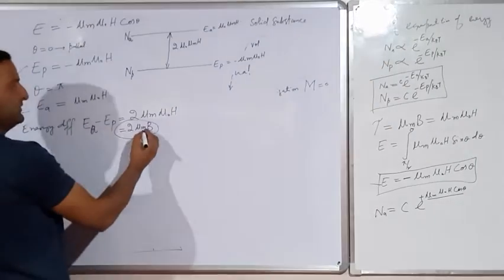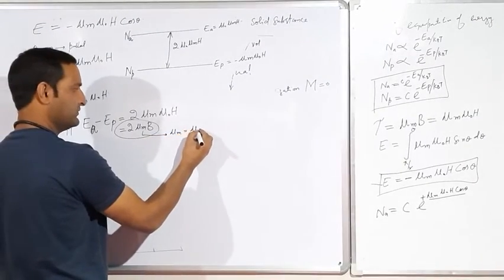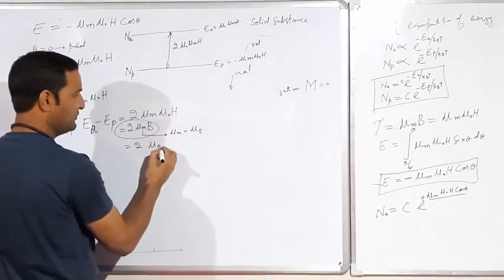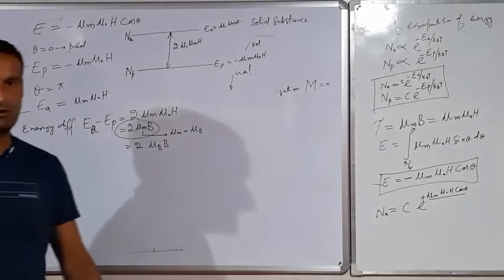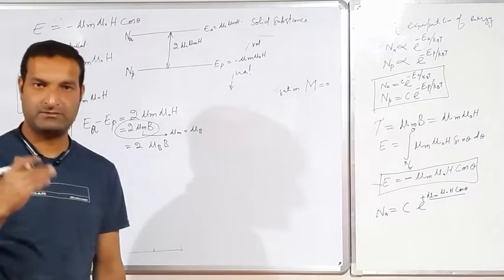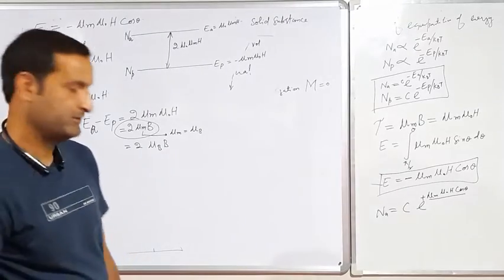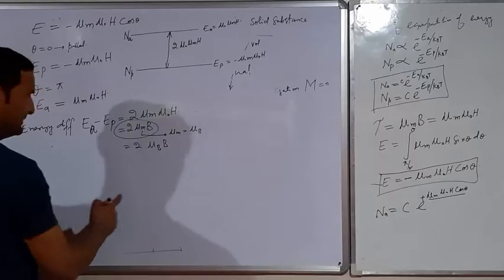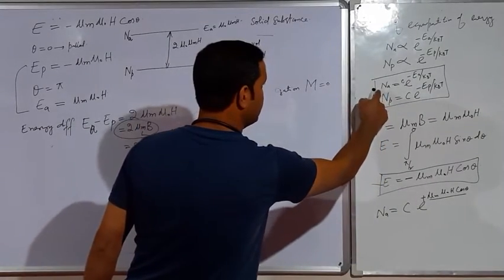We can also write, if mu m is equal to mu B, twice mu B into B, because there is a magnetic moment associated with the electron, also called the Bohr magneton. So in this case we can write this equation.